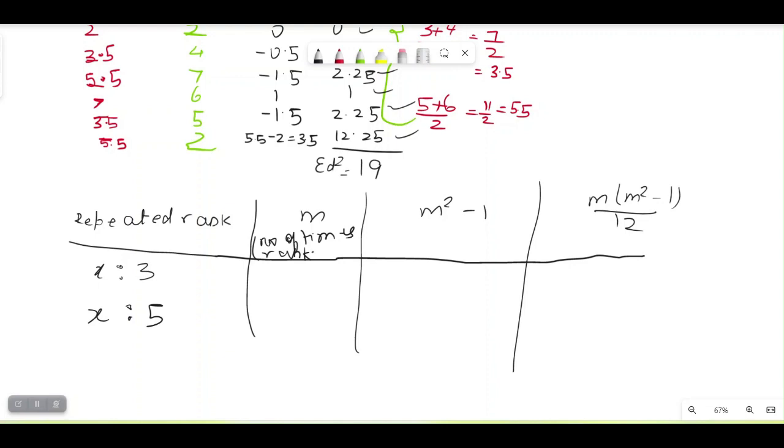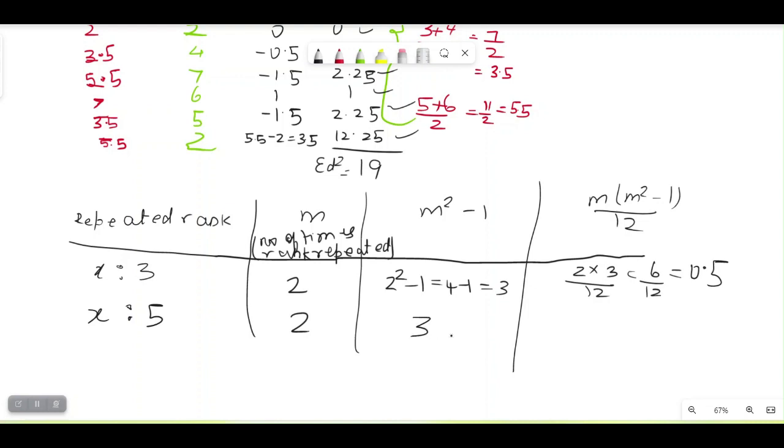Now, if you observe in series X, the rank 3 is repeated twice. And in series X, the rank 5 is also repeated twice. So M is 2. Now you do M square minus 1, which is 2 square minus 1, which is 4 minus 1, which is 3. And then you do M into M square minus 1 upon 12. That is 2 into 3 upon 12, which is 6 upon 12, which is 0.5. Same thing will happen for the other rank. This will be 3 and this will come down to 0.5.